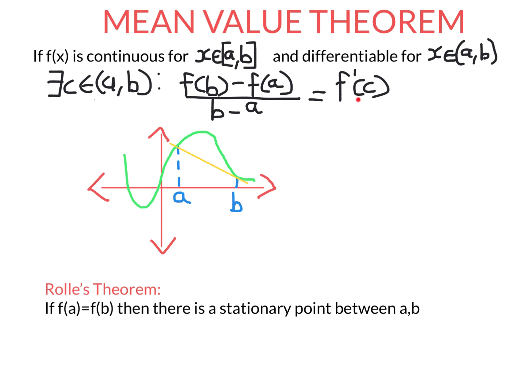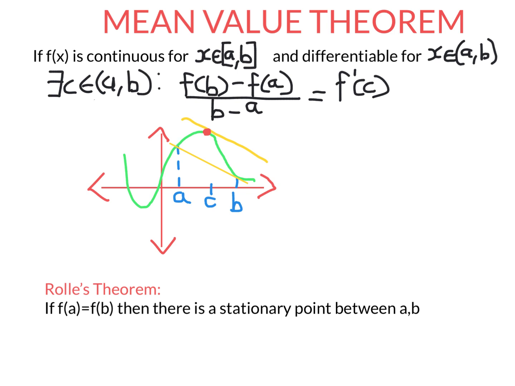Now f'(c) is the instantaneous rate of change of the function at some point where x equals c. So we're going to have a value c between a and b, and if I draw the tangent to the curve at that point, these two lines are parallel. So the mean value theorem is an existence theorem. It just says that such a point c exists, not necessarily how to find it, although finding it's not too hard. At this point, the gradient is equal to the average gradient, or average rate of change, between a and b.